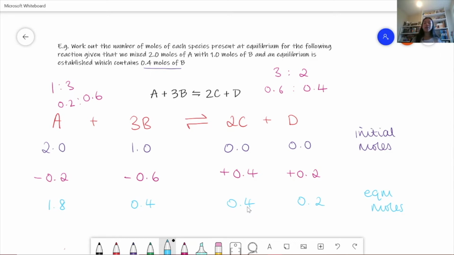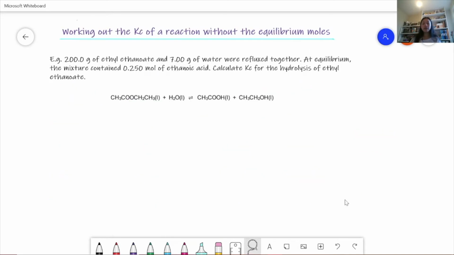We can then apply this to finding Kc by converting the moles to concentrations. So now we can find out how to work out the Kc of a reaction without the equilibrium moles. So if we look at this example, 200 grams of ethyl ethanoate and 7 grams of water were refluxed together. At equilibrium, the mixture contained 0.250 moles of ethanoic acid. Calculate Kc for the hydrolysis of ethyl ethanoate. So here we have the equation.